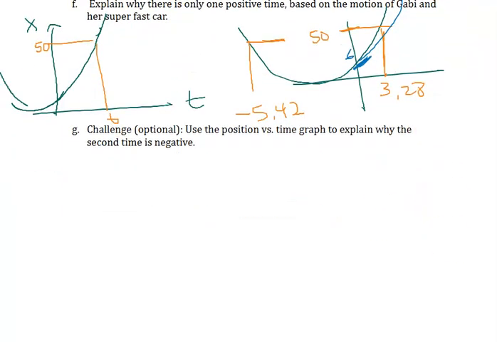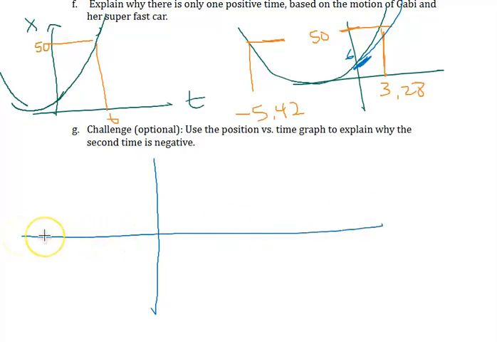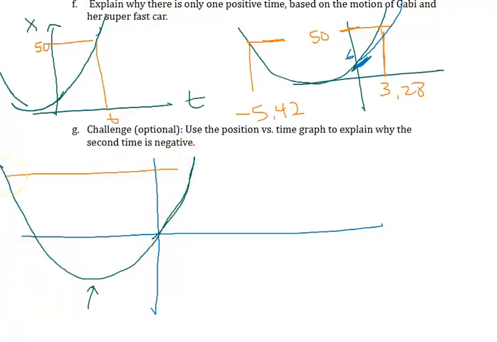Oh, and then the challenge question is explain why the second time is negative. So in my answer key, I can see that I must have Desmos graphed this more carefully, and she does not have a head start in position, which it looks like she does there. But the vertex of the parabola is somewhere over here. And I already said this, but she is at 50 at one positive time and one negative time.